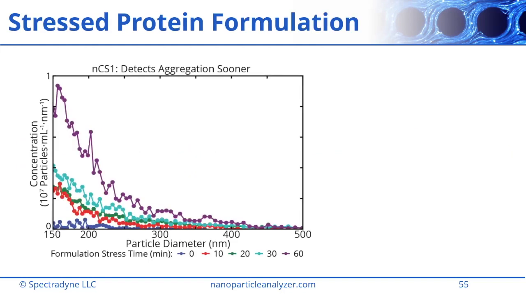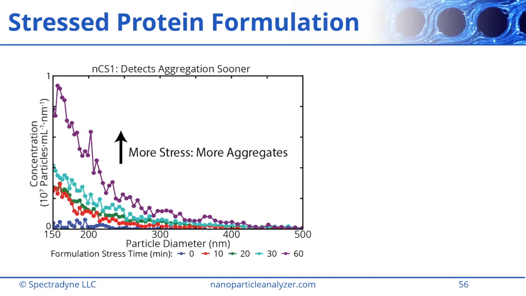What I'm showing you here now is measurements on the NCS1 of the same formulation stressed for different time periods. So there's a 0-minute stress, so this is the control sample. There's 10-minute stress, 20 minutes, 30 minutes, and 60-minute stress. And it's very clear, so here we're looking at concentration again as a function of particle diameter, right? It's very clear that there's a trend.